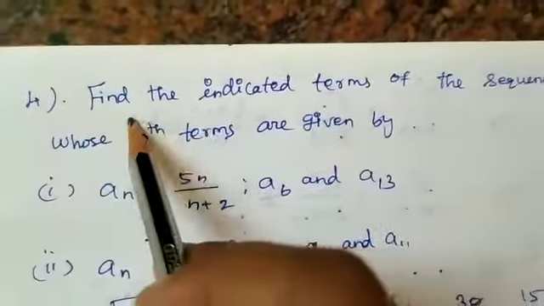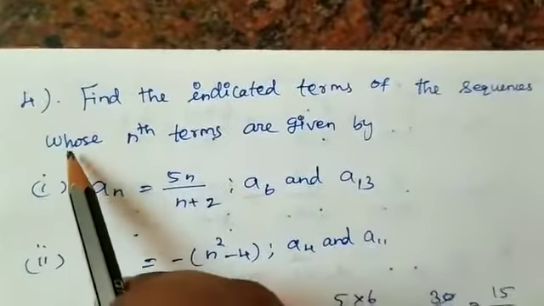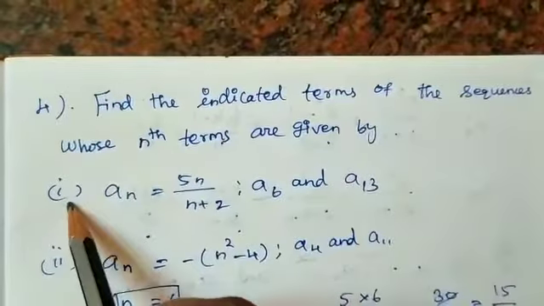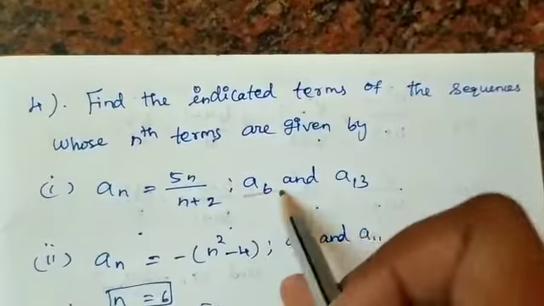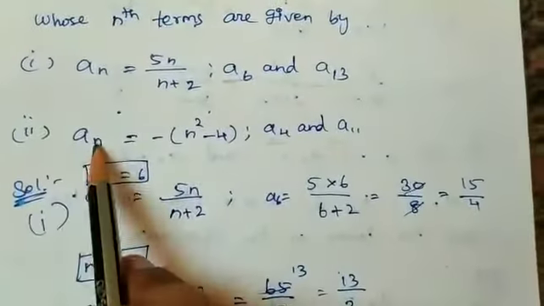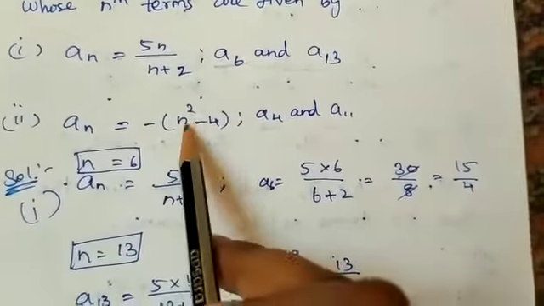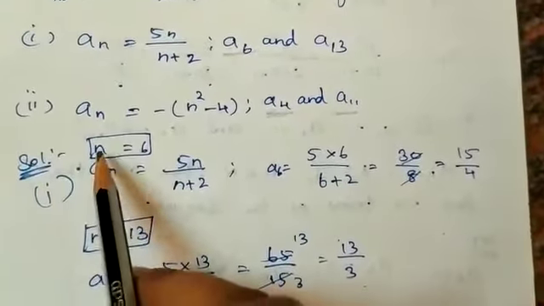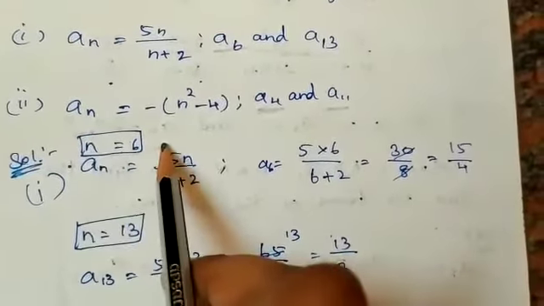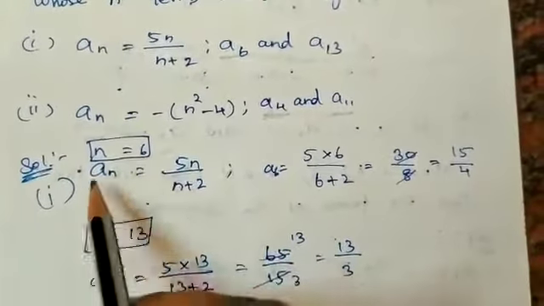So, the fourth question is find the indicated terms of the sequences whose nth terms are given by. First part, an equal to 5n by n plus 2. We have to find a6 and a13. Second part, an equal to minus of n square minus 4. We have to find a4 and a11. So, in solution, first we are finding a6, n equal to 6.